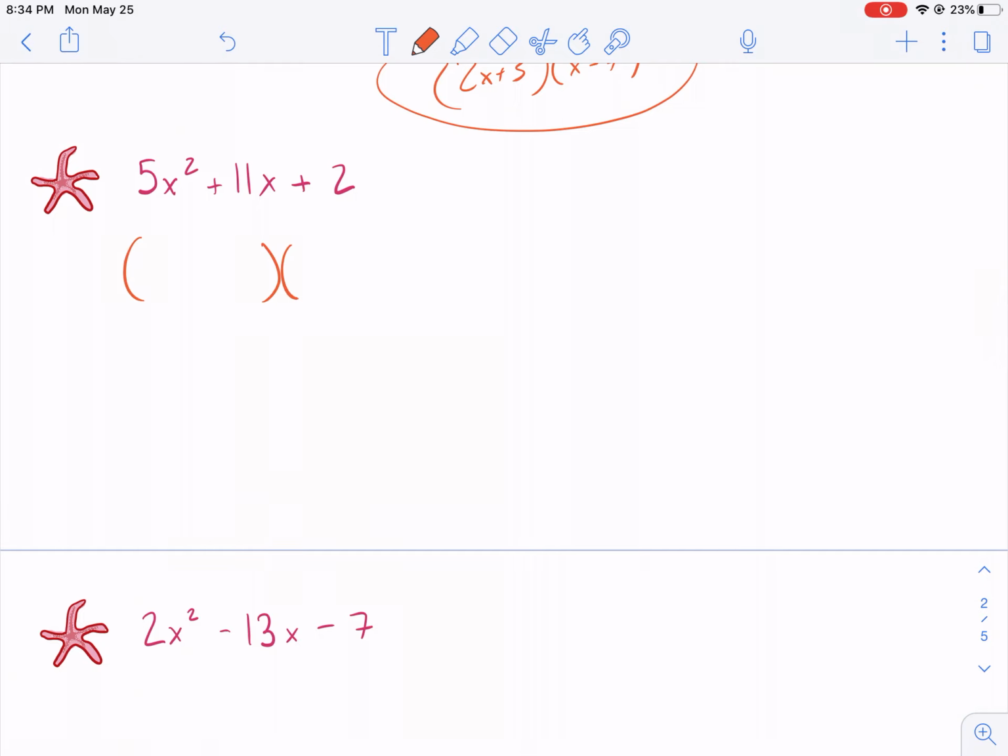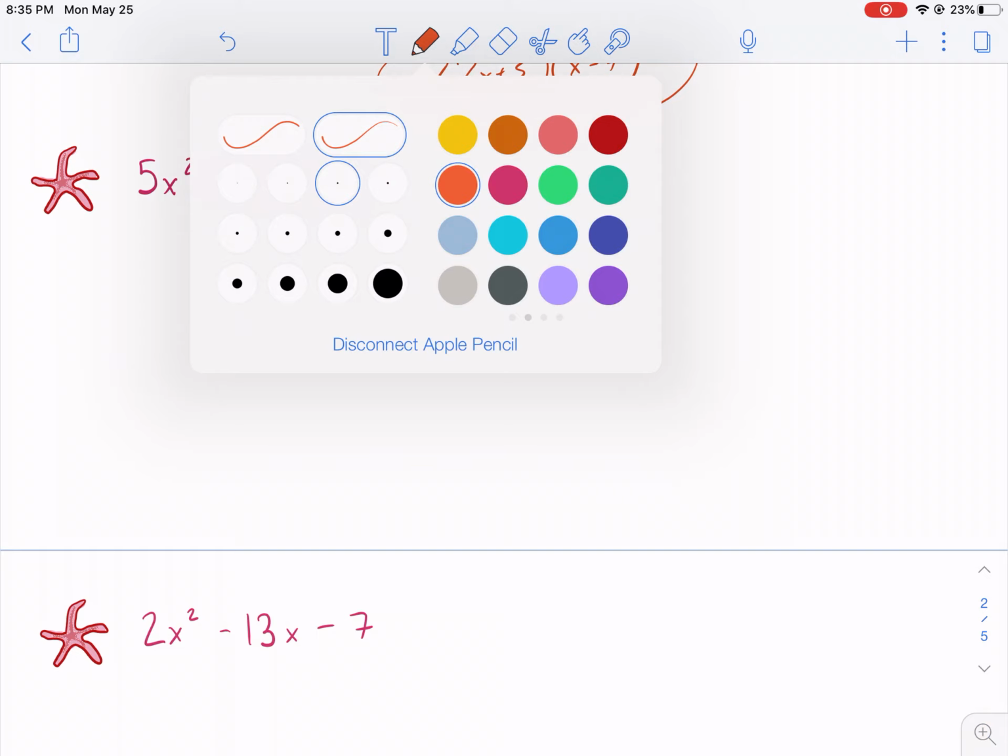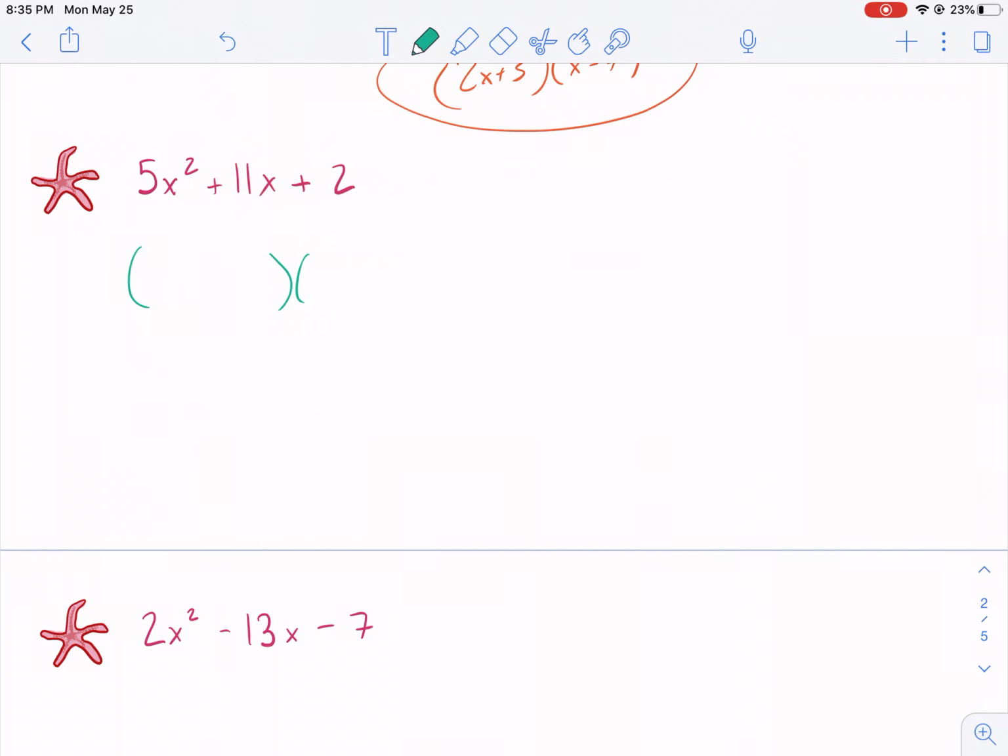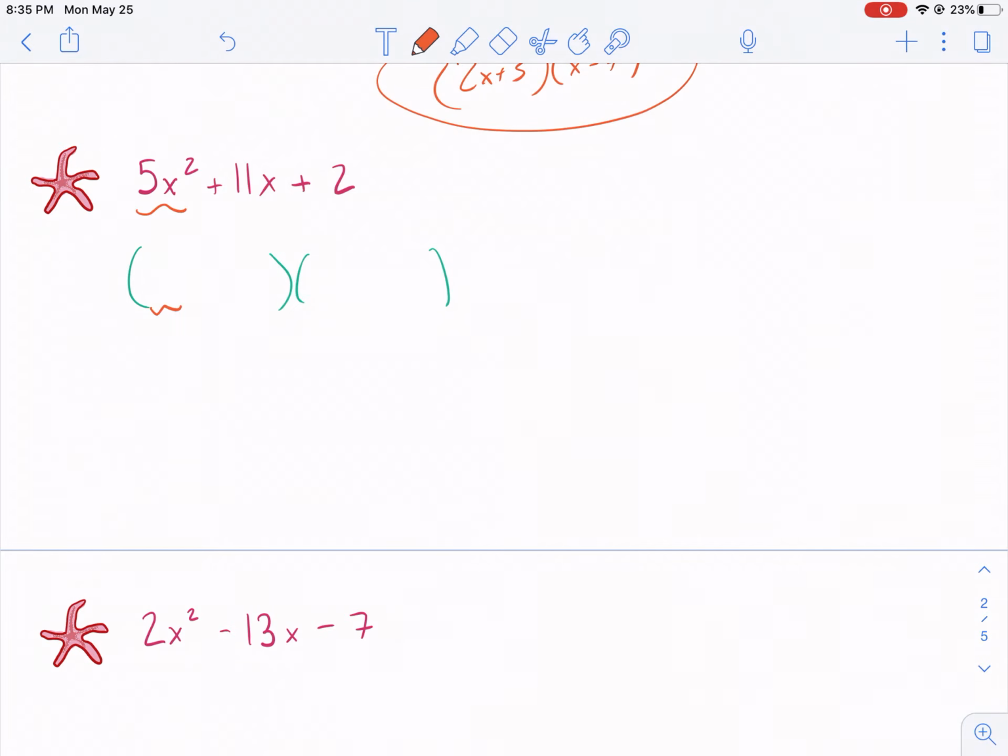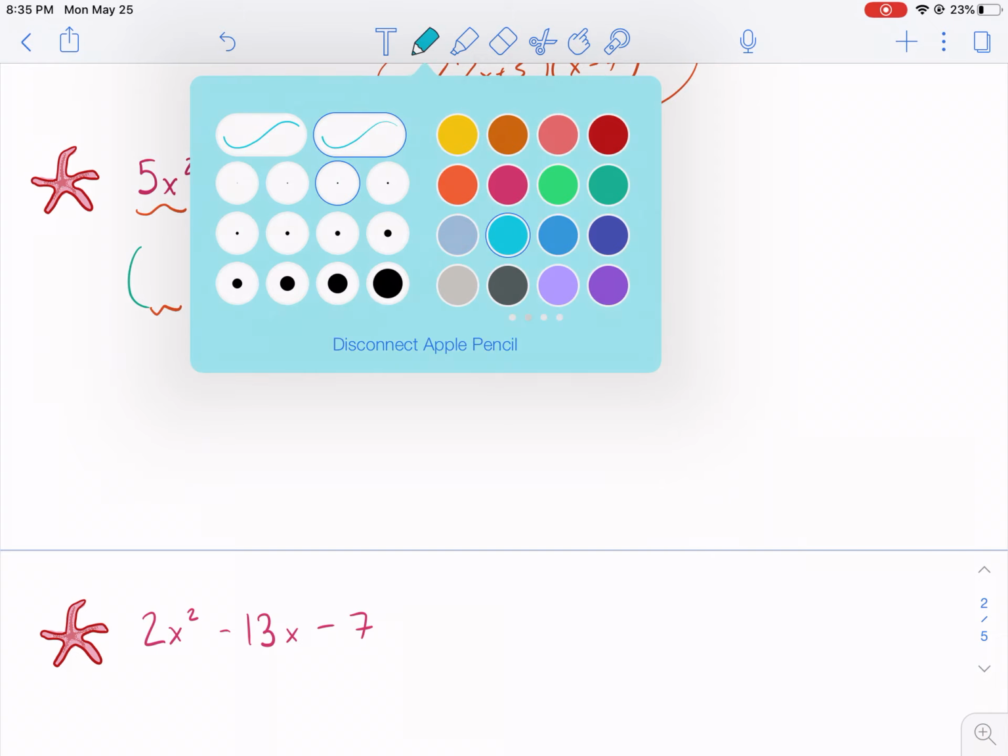Okay, my parentheses, I go here. Now, let me choose a different color. Sorry. Parentheses here. I don't want this video to be too long. Always feel free to fast forward at any time. Again, my factors go here for this guy and then here for this guy.